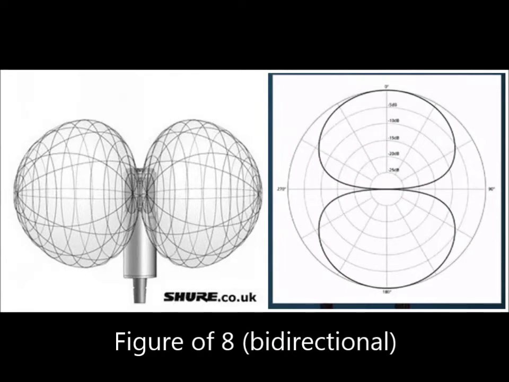A microphone with a figure of 8 polar pattern picks up the sound from in front of the microphone and from the rear, but not the side. Microphones with this figure of 8 polar pattern are typically ribbon or large diaphragm microphones.